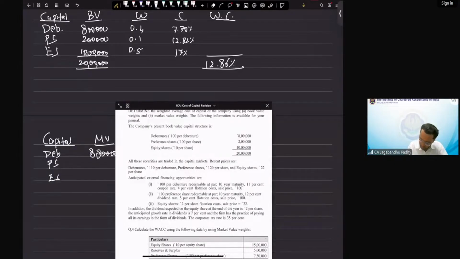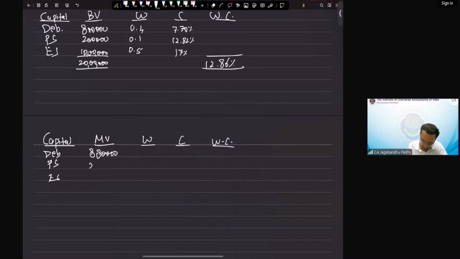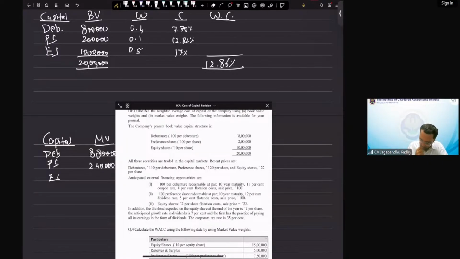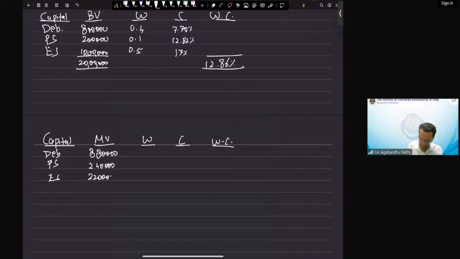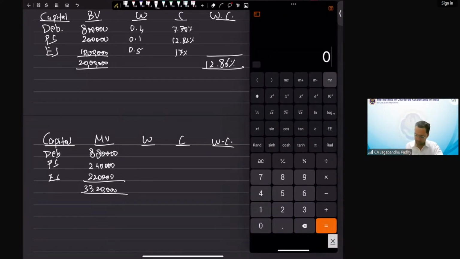Preference share, again, it's got a market price of 120. So that's going to be 2 lakh 40,000. Then equity shares of 10 lakh, and 22 is the price. So it's going to be 22 lakhs. Right. So total is going to be 33 lakh 20,000.